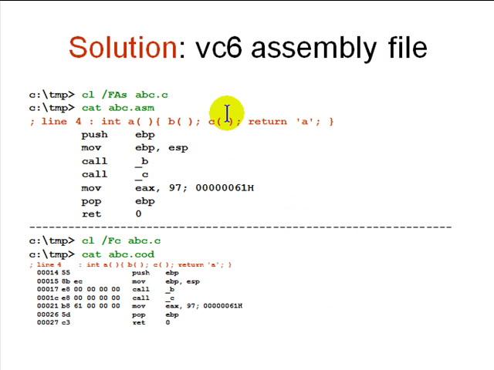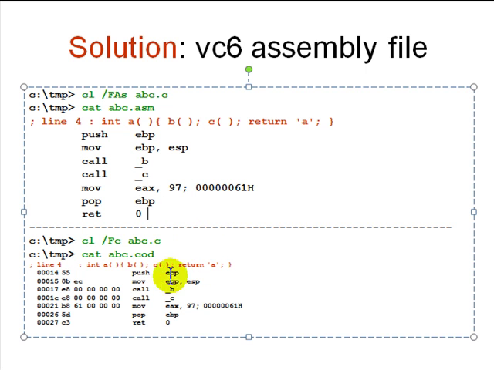And if you look at the Visual C code, you can compile it with CL, the command line C compiler. And then if you give the option /FAs, it will generate an ASM file for you. Inside the ASM file, you'll see the source code and the compiled assembly code for it. So you see it's again creating a frame pointer, calling B, calling C, and moving A into the fixed location. And this is in hex, 97 is 61H. Then popping the frame and then returning 0, that means no error. That's what we do.